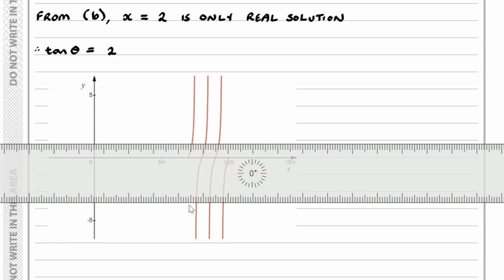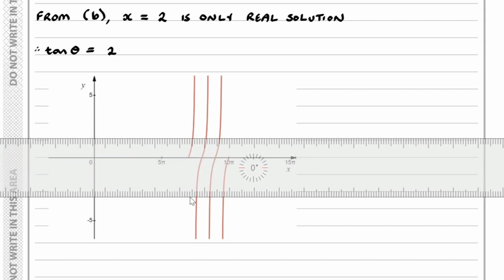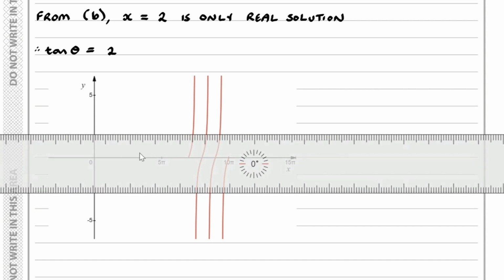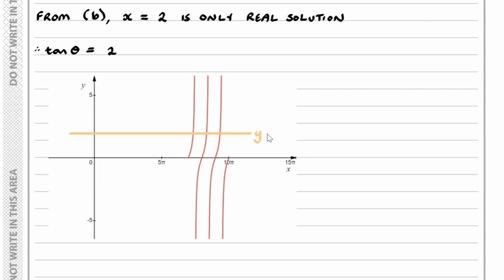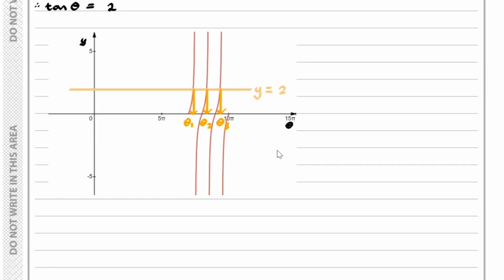And if I draw the line y equals 2, that is over here, and so from here we see that we've got 3 solutions, theta 1, theta 2 and theta 3. So therefore we've got 3 real solutions only.